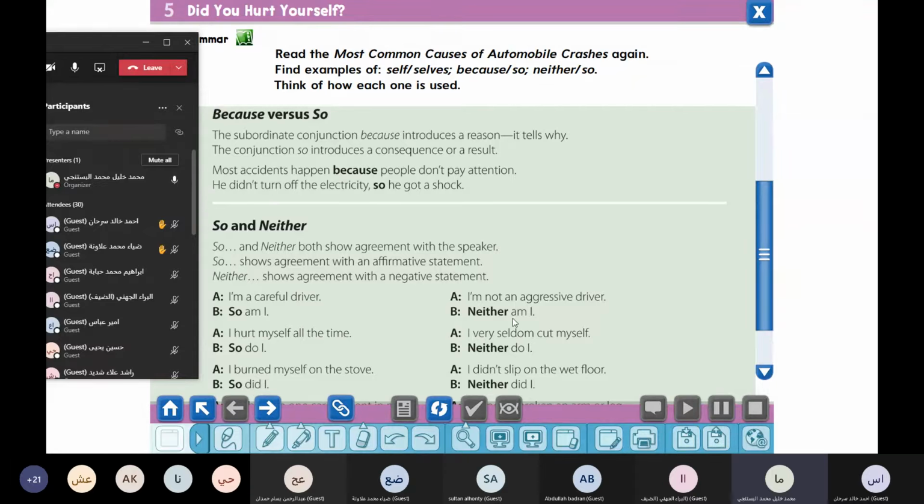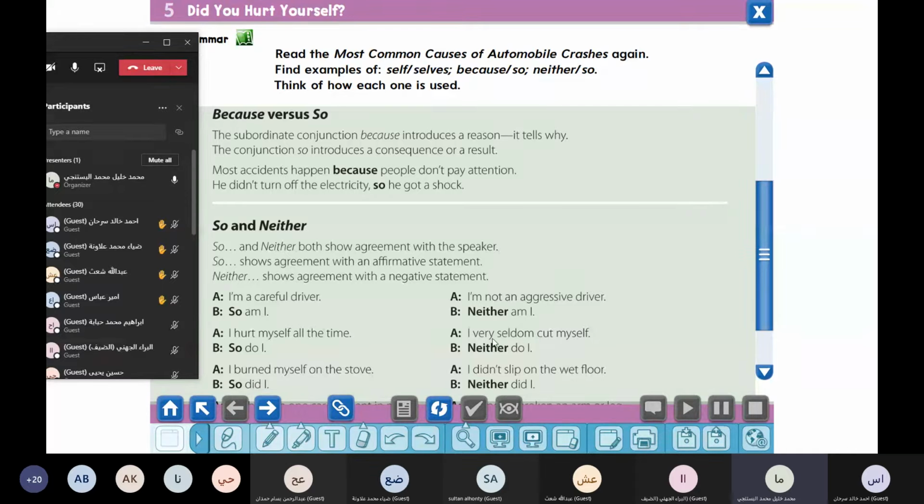Okay, now move to the next sentences. Here we have negative sentences. Who can read? I'm not an aggressive driver. Neither am I. You realize here the sentence is negative. If it is negative and you want to agree with him, we will use neither. Then we bring the verb am. If there is am, we put am. Then the pronoun I, the subject. Then neither, verb, subject. Neither am I.